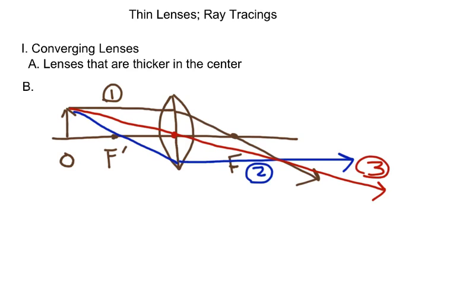Where all 3 rays intersect, that's where your image will form. So my image in green will be right there. As you can see, my image is inverted. And my image in this case is real because light rays are passing through it.